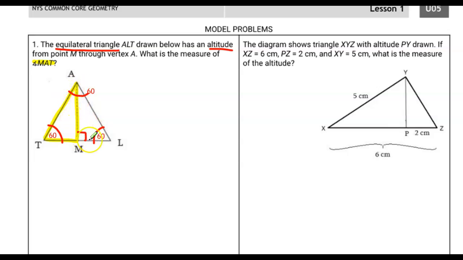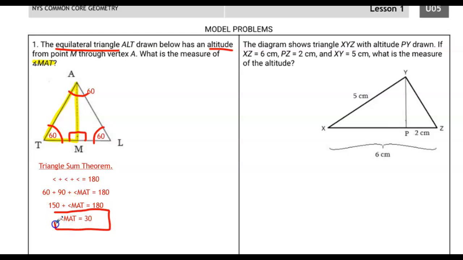Knowing what I know about the rest of the angles, though, I can put this together using the triangle sum theorem. Since I know that this angle here is a 90-degree angle, and since I know this angle here is a 60-degree angle, all I need to do is figure out this angle here, which is angle MAT. So I put all those three angles into the formula, set them equal to 180, and I solve, and I get angle MAT is equal to 30. Of course, 30 degrees.